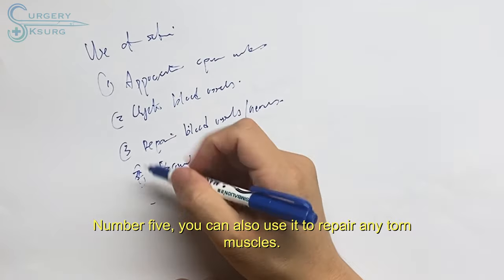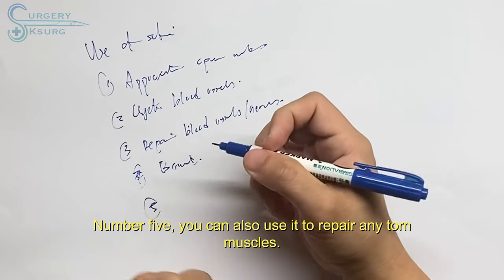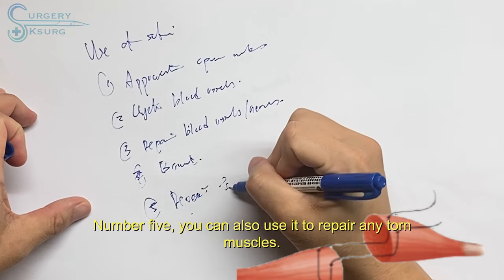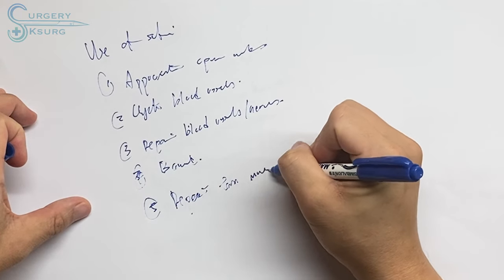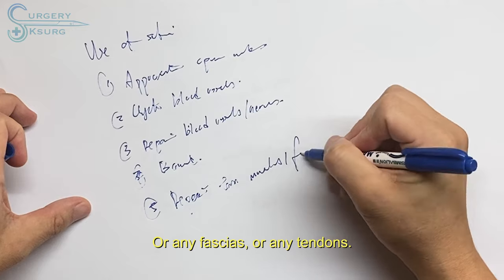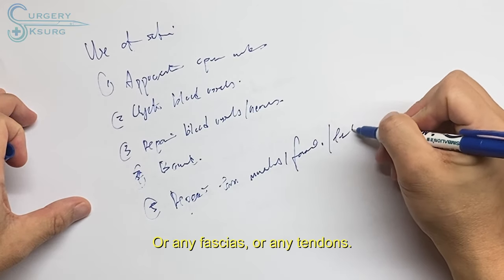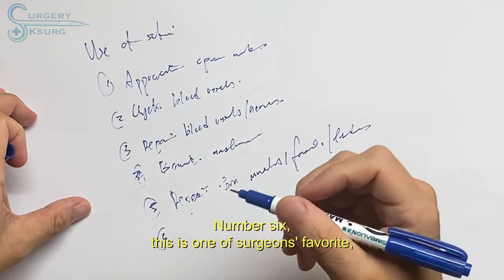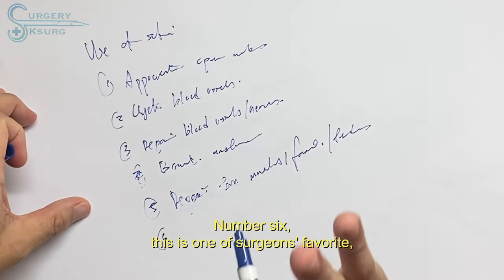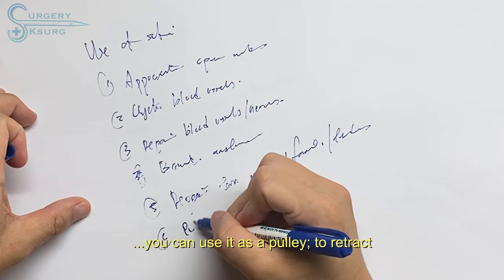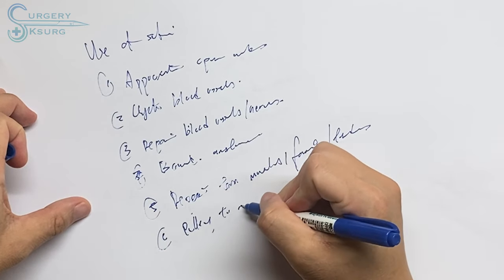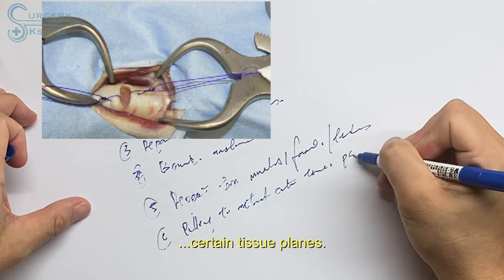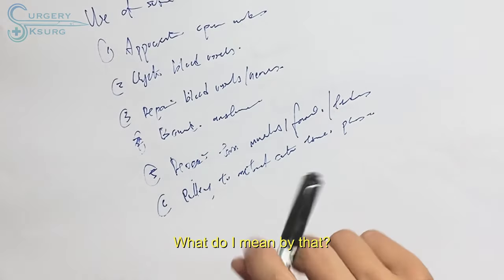All right. So number five, you can also use it to repair any torn muscles, or any fascia or any tendons. Okay. Number six. This is one of the surgeon's favorite. You can use it as a pulley to retract certain tissue planes. Alright, what do I mean by that?